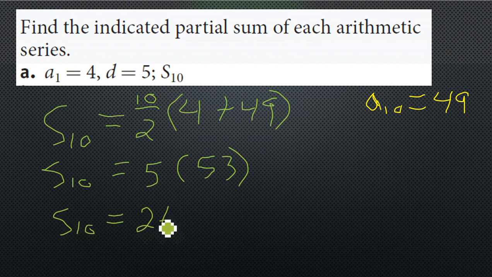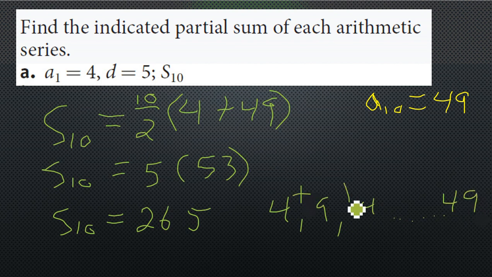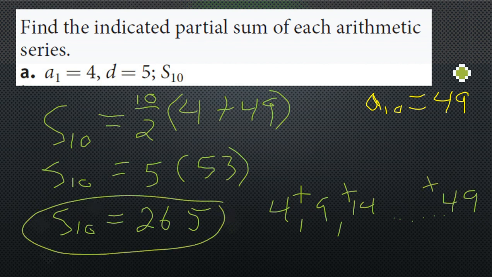That's the same as if we had added 4 plus 9, each one of these grows by 5, plus 14, and so forth, all the way out to the 10th term, which is 49. And these would be pluses in between. So that's the same work as adding up 10 terms. Notice it's a lot shorter, and there's our answer.